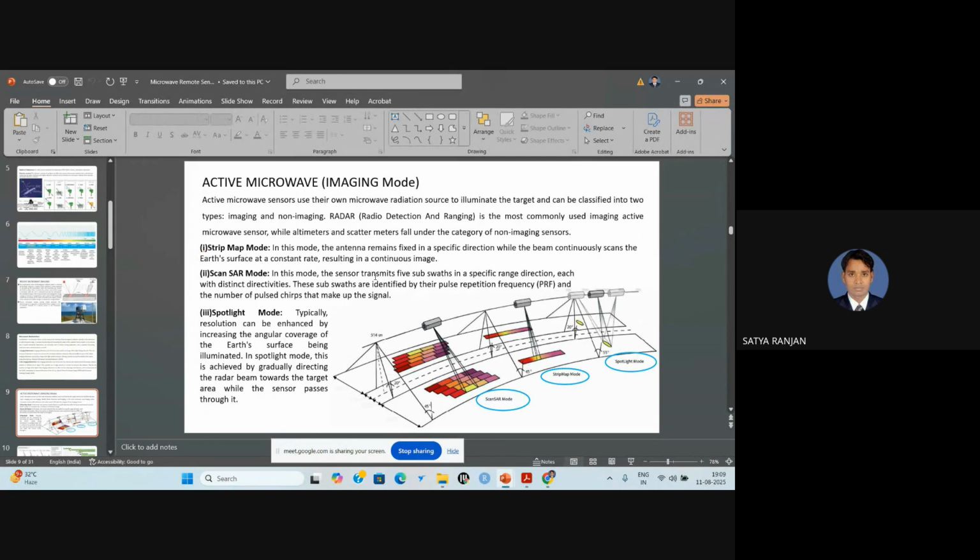Then active remote sensing. Active microwave sensors use their own microwave radiation source to illuminate the target, and can be classified into two types, imaging and non-imaging.